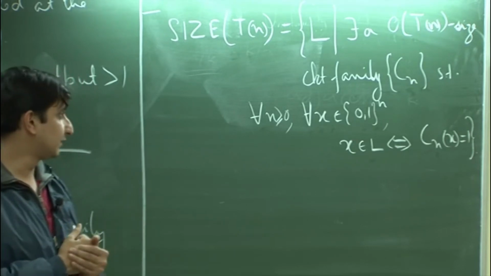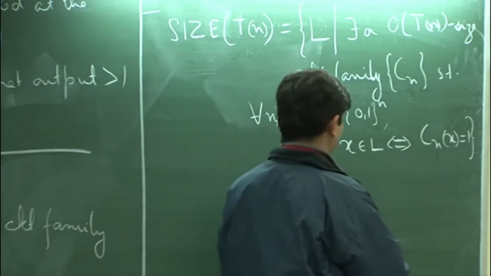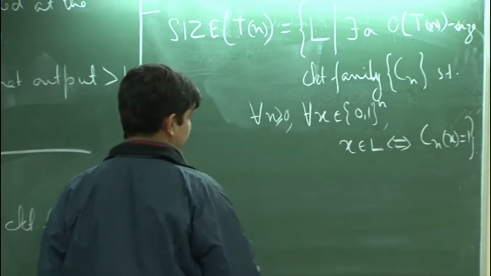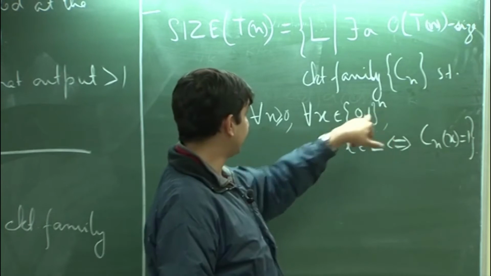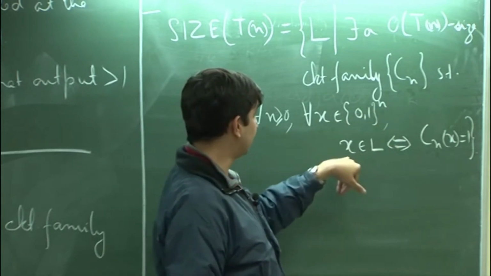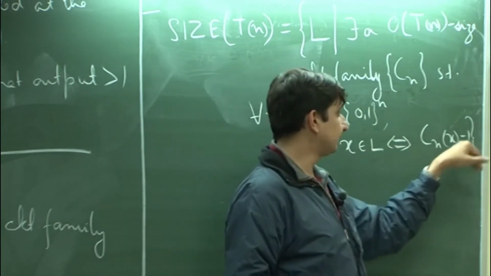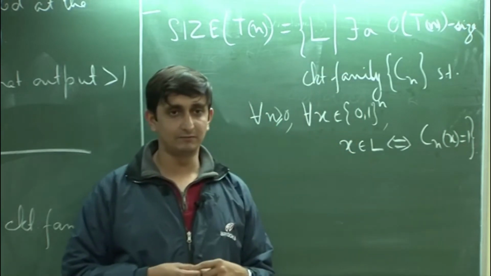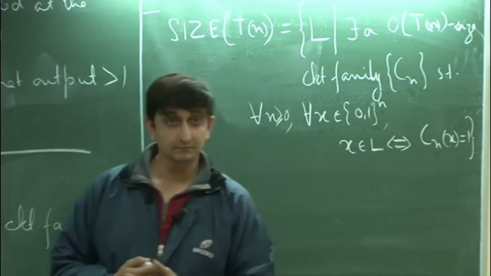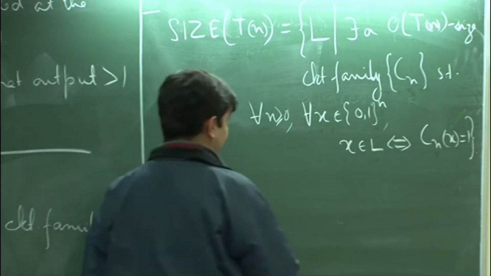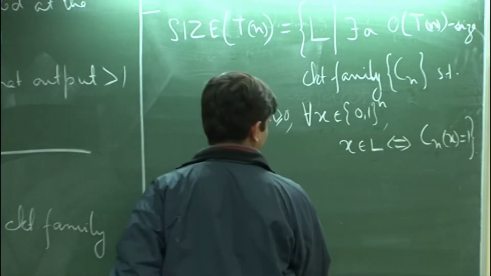Yeah, so that is one way of doing it. So, here, that is also good. So, instead of writing n here, I can put for all x in 0 1 star, x is in L if and only if C mod x of x is equal to 1. I am just rephrasing what I wrote here, right.